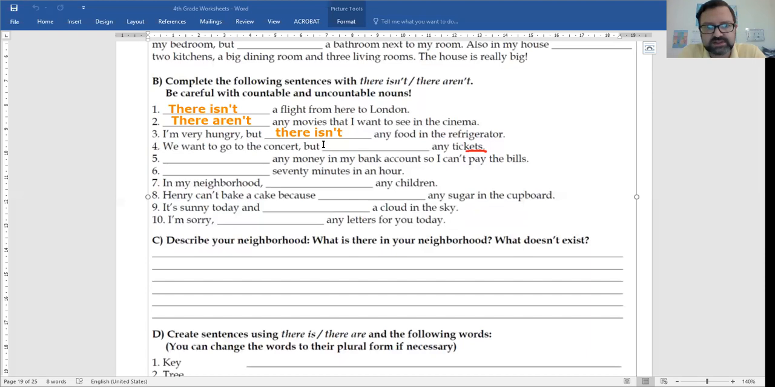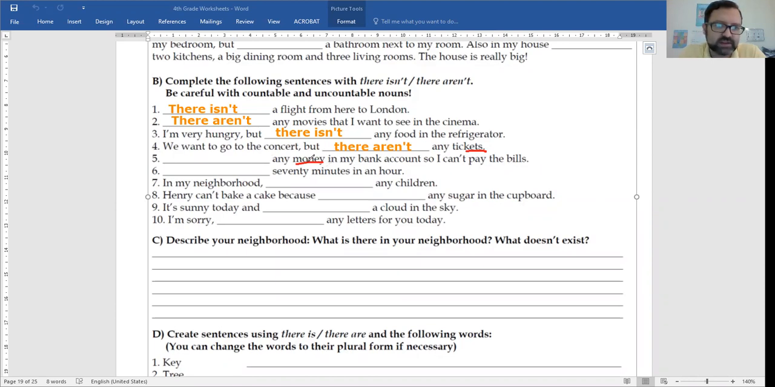All right, so I have tickets, so we should have there aren't. We want to go to the concert, but there aren't any tickets. All right, here we are dealing with money, okay? Blank any money in my bank account so I can't pay the bills.